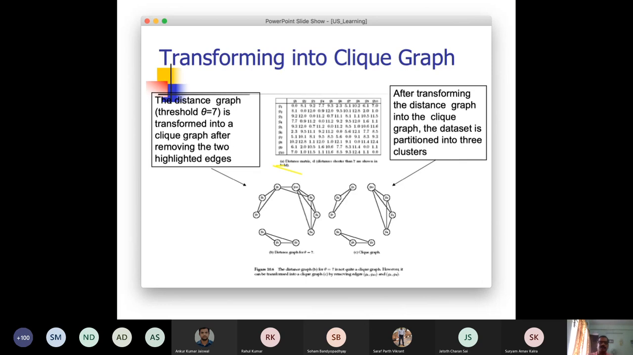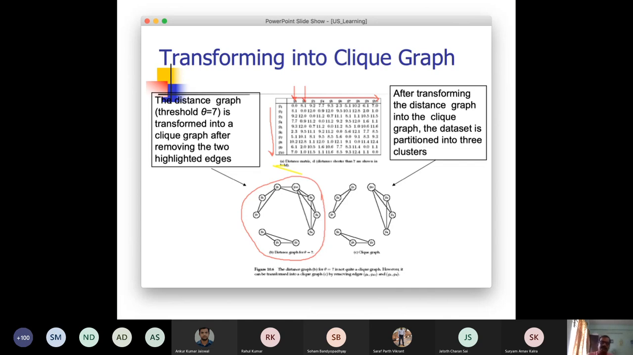So how do you transform it into a clique graph? Some examples are shown here from the same book. You can see this is your input, what is given to you. Once again, these examples are with respect to gene expression. This table shows the distance matrix where each column represents a gene. How these distances are computed, that background may not be necessary at this point. You know that they are basically derived from the gene expression data.